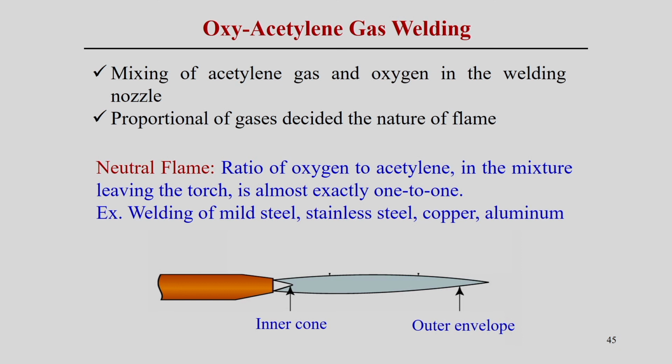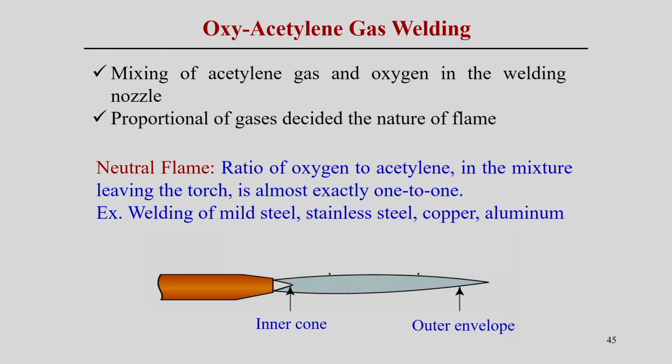In the inner core we get the maximum temperature. That part is focused on the workpiece to melt the workpiece material, but the outer envelope simply protects the workpiece from the outside atmosphere. It plays the role of the shielding gas in this particular process. Now, different kinds of flame can be used depending upon the ratio of oxygen and acetylene. For example, if the ratio of oxygen and acetylene in the mixture leaving the torch is almost exactly 1:1, in this case a neutral flame will be created.